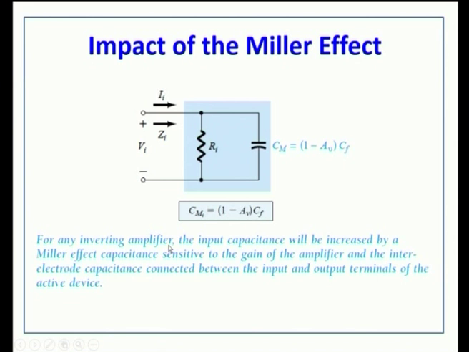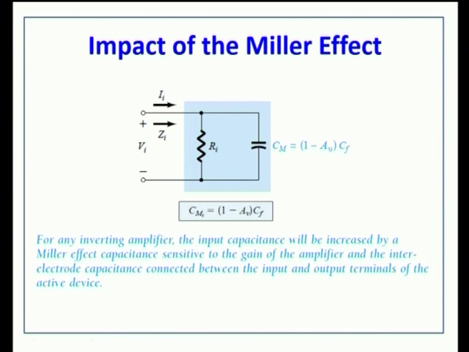So, for any inverting amplifier, the input capacitance will be increased by a Miller effect capacitance sensitive to the gain of the amplifier, AV here. It is sensitive to the gain of the amplifier and the inter-electrode capacitance connected between the input and output terminals of the active device. That is CF, the inter-electrode capacitance connected in between input and output, and the gain of the amplifier is AV. So, the Miller capacitance at the input side is affected by the gain of the amplifier and the capacitance connected in between the input and output terminals of the amplifier.